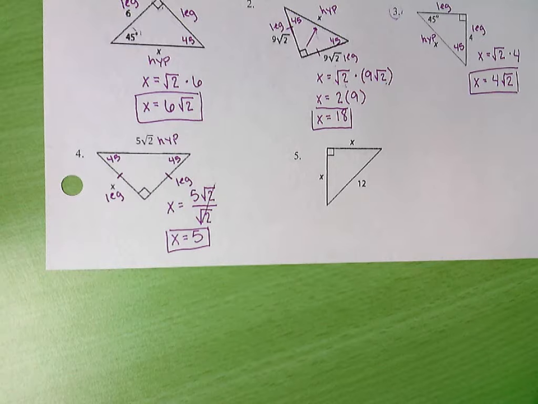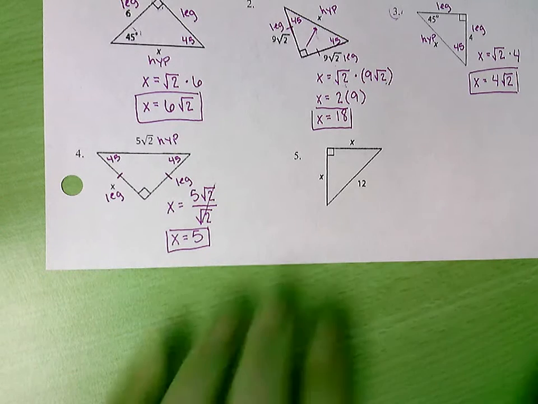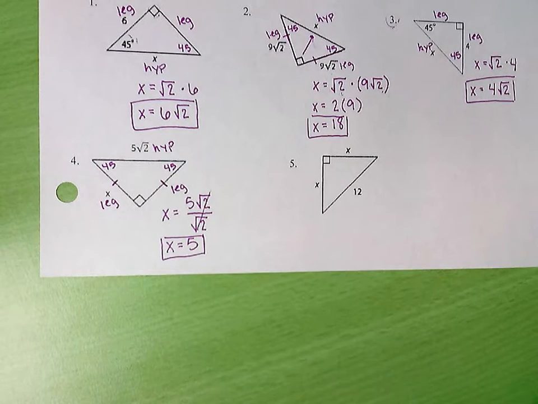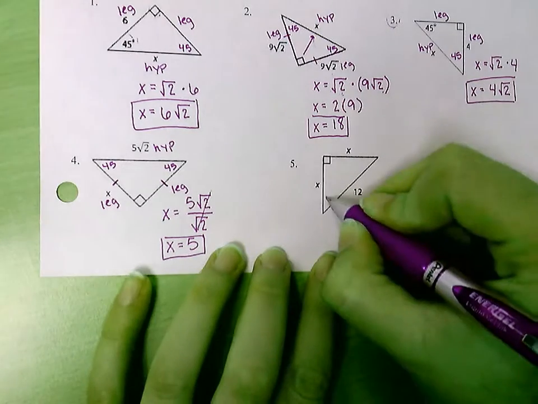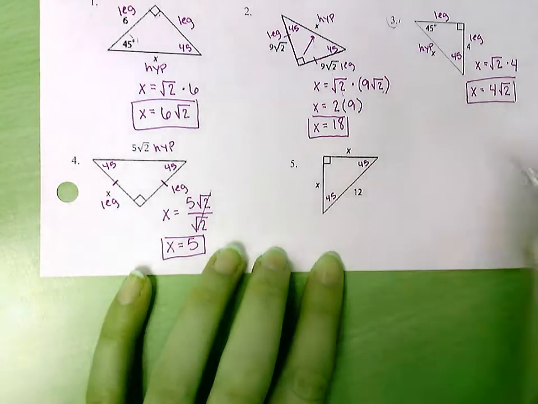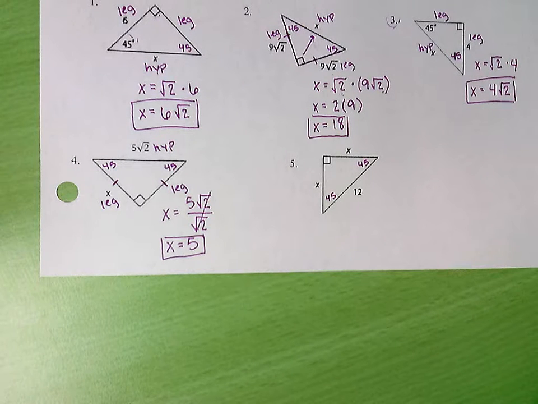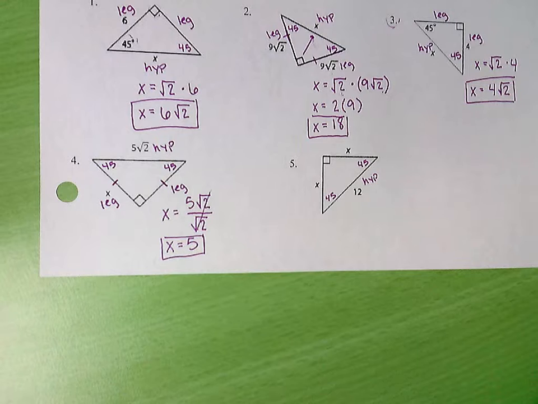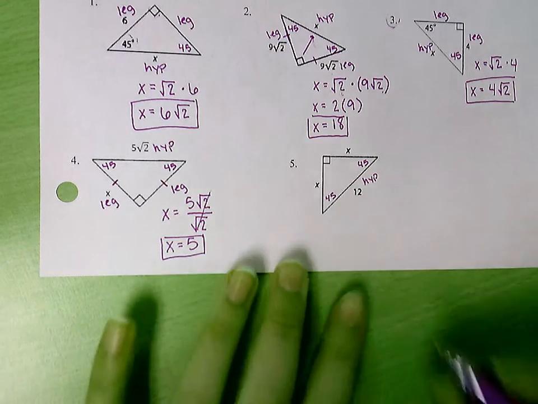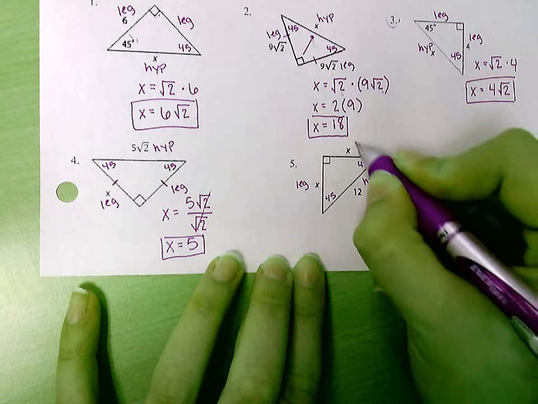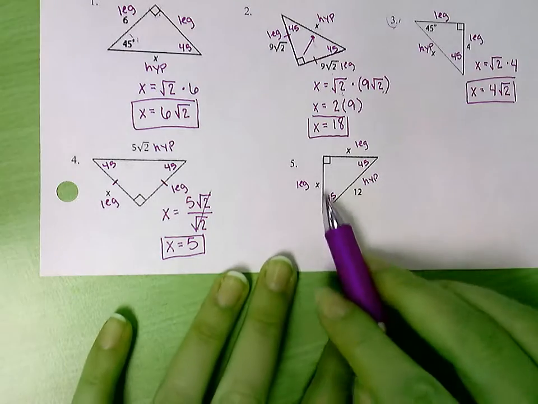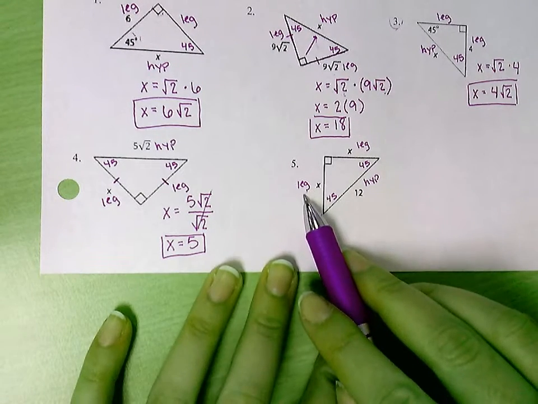All right. Number 5. So in number 5, both of my sides are labeled as x. That means they're the same. Okay? That means, again, this is a 45, 45, 90 right triangle. Labeling my sides: opposite that 90-degree angle is the hypotenuse. The other 2 sides are the legs. And again, x is next to that leg label, right?